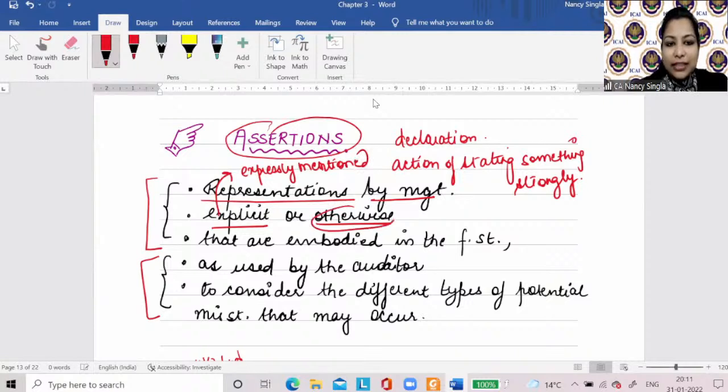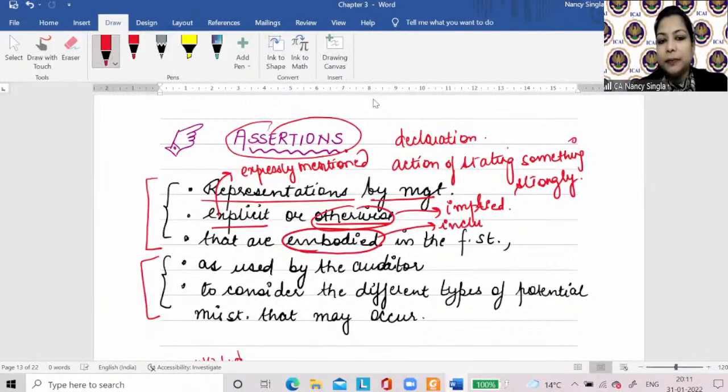Or otherwise is what? Opposite of explicit, which is implied. Implied. ठीक है? That are embodied. Embodied, the dictionary meaning is what? Included. See, these dictionary meanings and synonyms and all, these are not to be written in the exam. I'm telling you all these meanings for your better understanding. ठीक है?